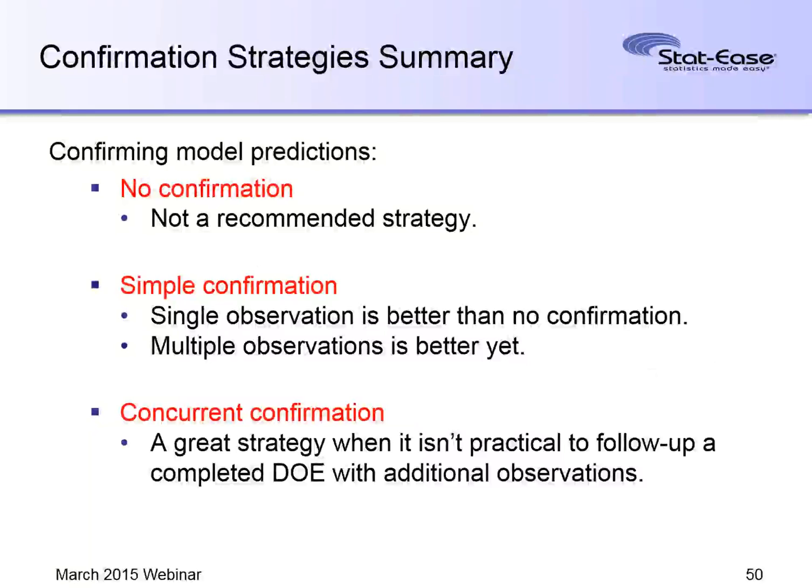And finally, we have this idea of concurrent confirmation, which we can do when, for example, the science tells us it's a good idea, and when we can't go back later, or it's too impractical to go back later and actually obtain more confirmation runs. In this drug degradation example, we would have had to wait months if we went back to do confirmation after we fit the model, which would have essentially doubled the time it took to do the experiment. But with concurrent confirmation, we were able to do it fairly quickly.